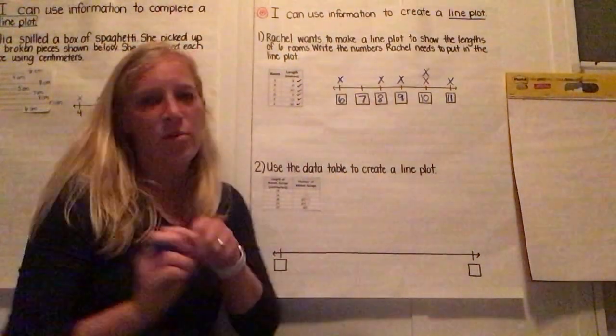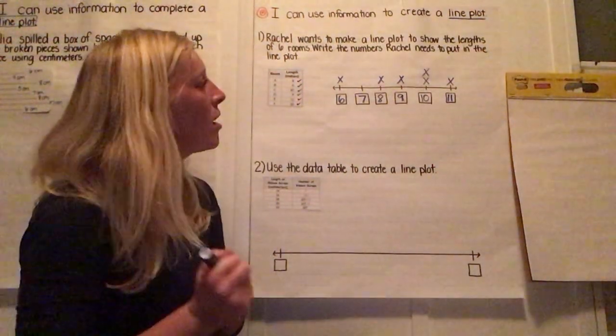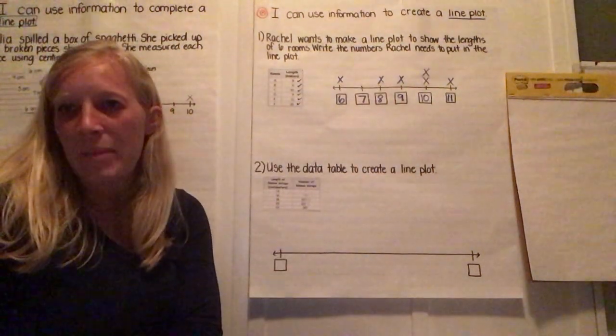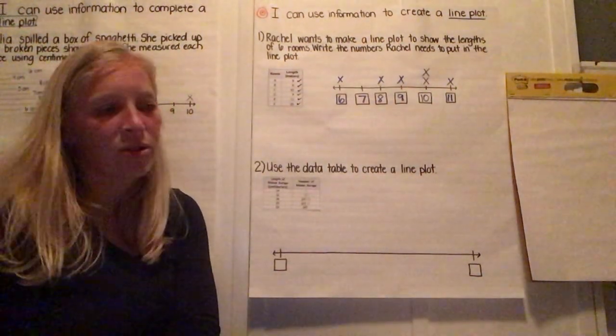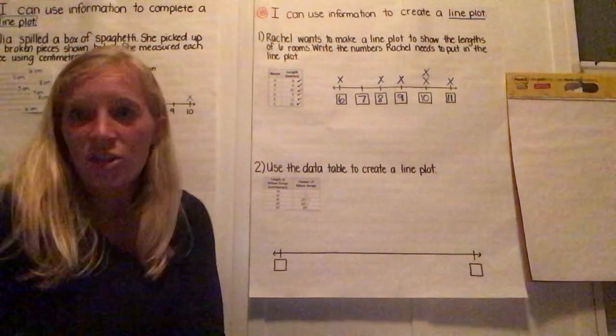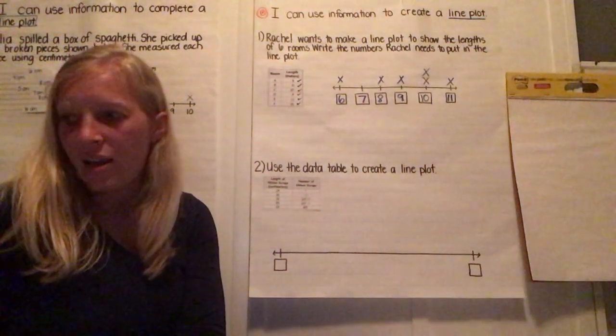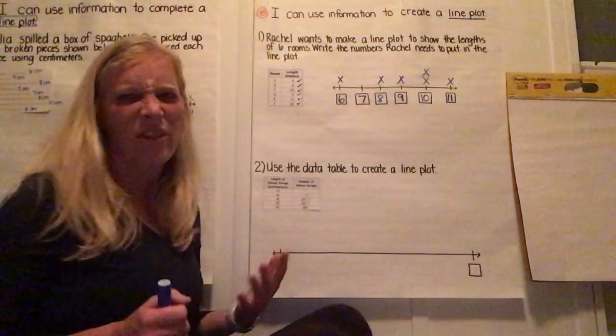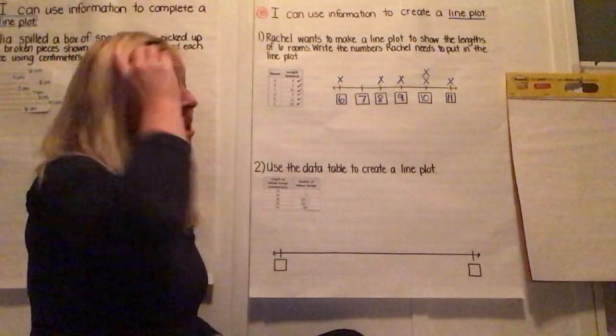Which measurement did I have the most of? How does this line plot help me see that I have the most that are 10, most rooms that are 10 meters? It's taller than the others, isn't it? That gives us a really great visual, doesn't it? Just like that graph, like a bar graph especially. It's taller than the others.